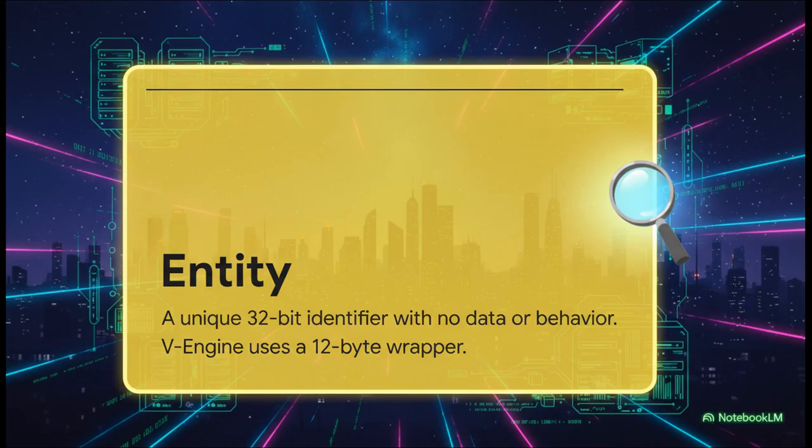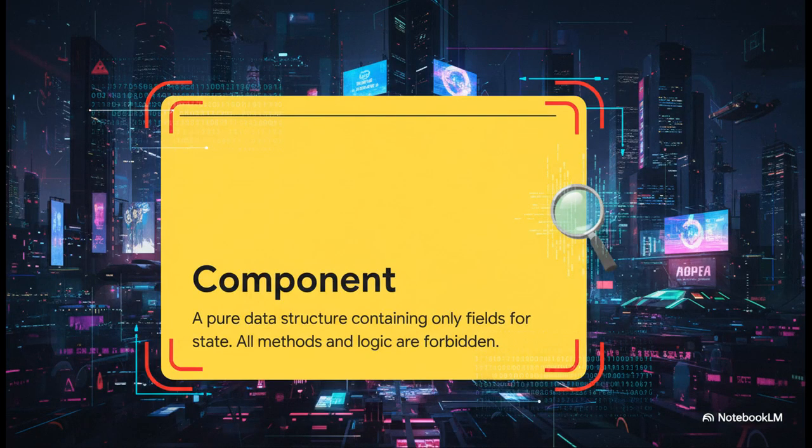First up, the E stands for entity, and you have to understand, an entity is, well, it's basically nothing. It's just an ID, a unique 32-bit number. It has no data, no logic, it's just a simple tag that represents a thing in the world. Next up is C for components. This is where all that beautiful, organized data lives. A component is a pure data structure, just a plain old struct. It's got your state, like position or velocity, but, and this is an absolute hard rule, it has 0 methods. All logic is completely banned from components.